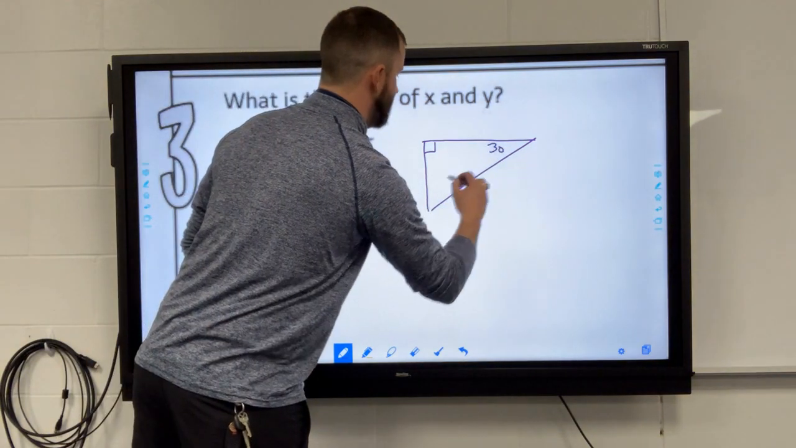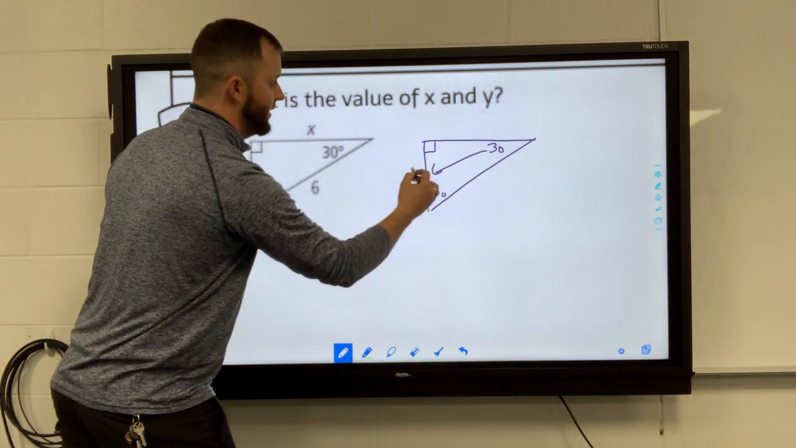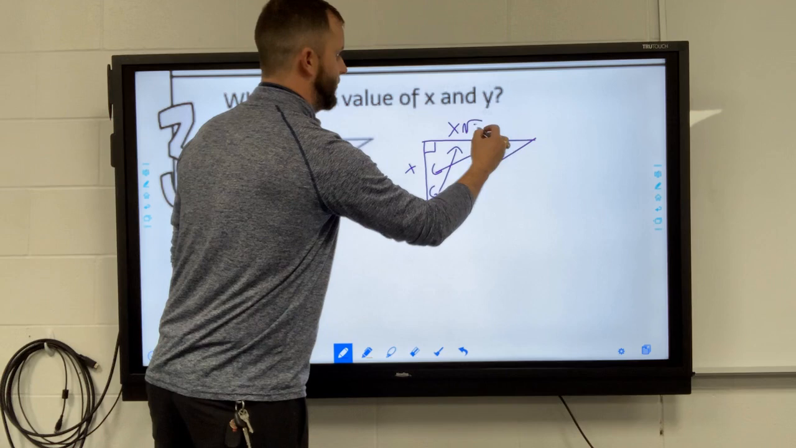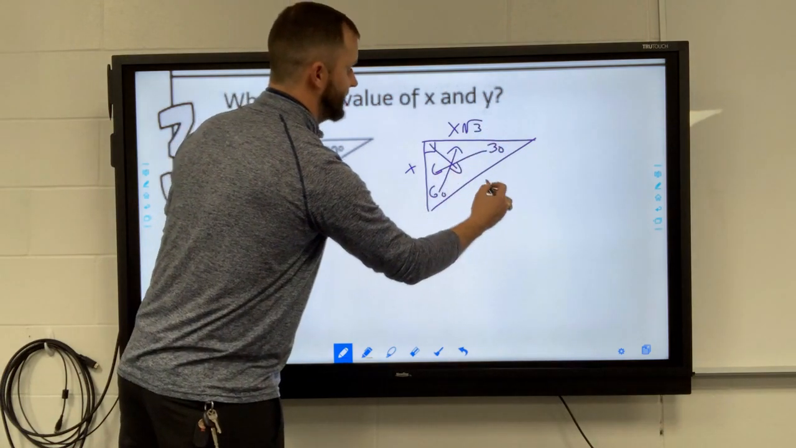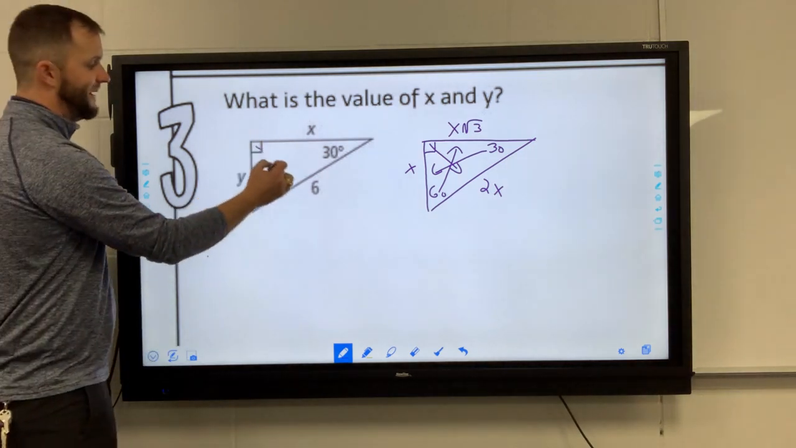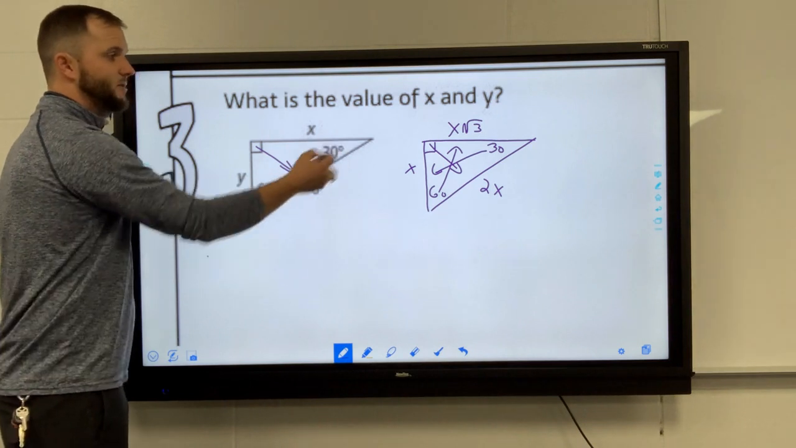So this is my 30, this is my 60. Just like my definition, opposite the 30 is going to be x. Opposite the 60 is going to be x square root 3. Opposite the 90 is always going to be 2x. Right now, if I look, opposite my 90-degree angle is the side that's given, so my hypotenuse is given.